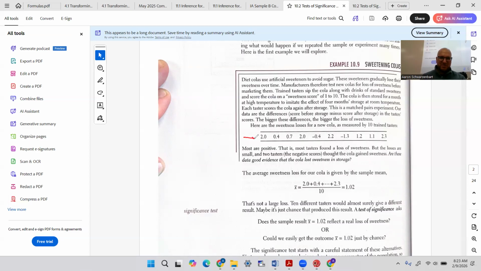And this is a matched pairs design. So the taste testers scored it before when it was fresh and then after letting it sit. And a positive value means it lost sweetness on their scale. A negative value means it's gained sweetness according to them. Now there's some random variation. Even trained taste testers, things taste different day to day.